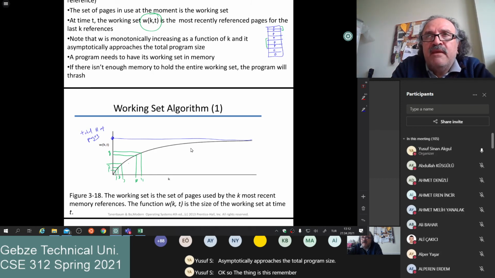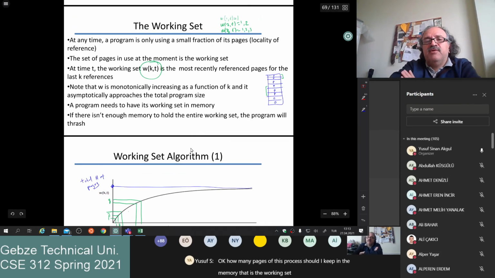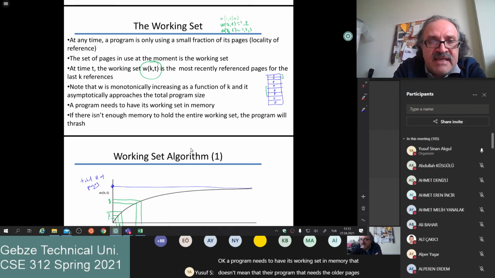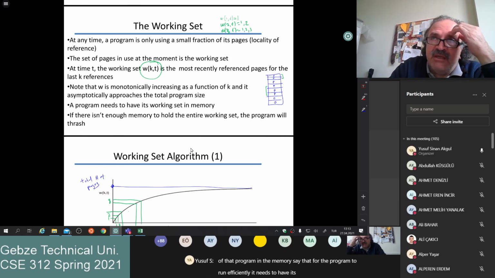Remember what we are trying to do. We are trying to calculate how many pages of this process I should keep in the memory. That is the working set. So what is the size of my working set depending on k? A program needs to have its working set in memory. That doesn't mean that the program needs all the pages of that program in the memory. It says that for a program to run efficiently, it needs to have its working set in the memory.